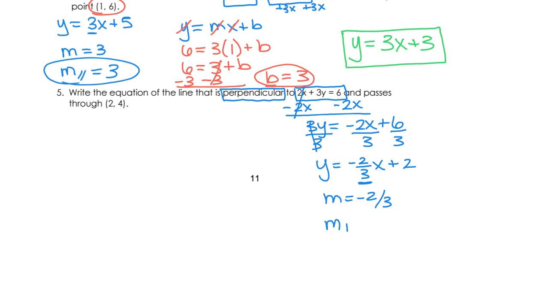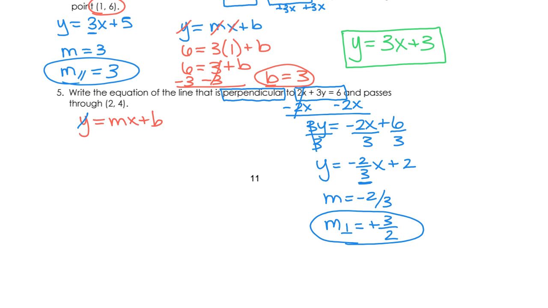So the slope of my perpendicular line has to have the opposite sign. So my slope has to be positive. And flipping 2/3 would be 3/2. Okay, we're going to give that a little circle because that's the slope I have to have. Okay, now time to find the b, or the y-intercept. So we're going to write down y equals mx plus b.